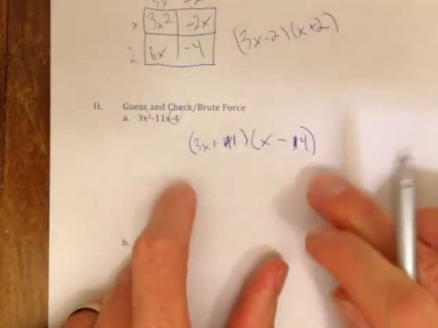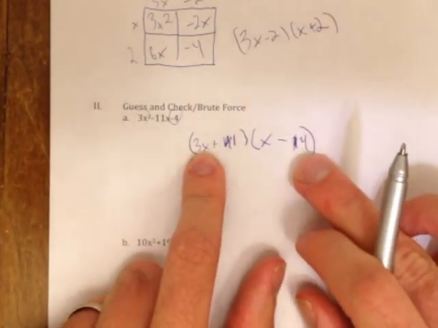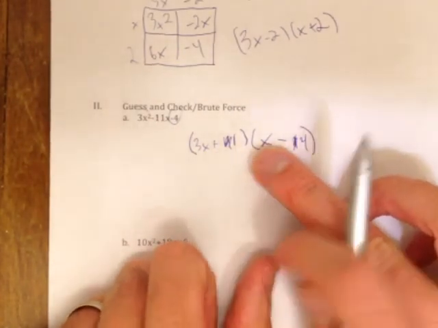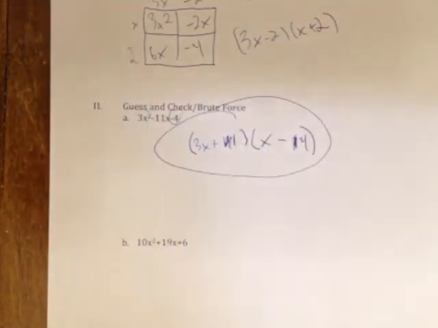This is why a pencil will be really helpful here. These two multiply to -12. These two multiply to 1. -12 and 1 make -11. Boom, I'm done. So you don't need to check the first two.